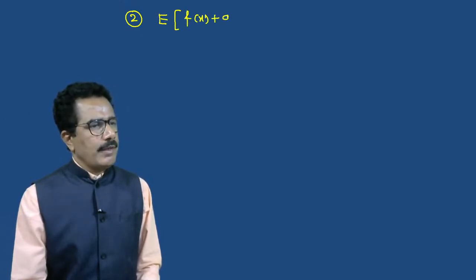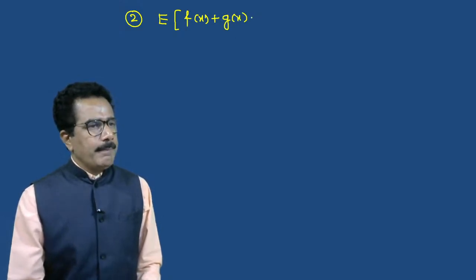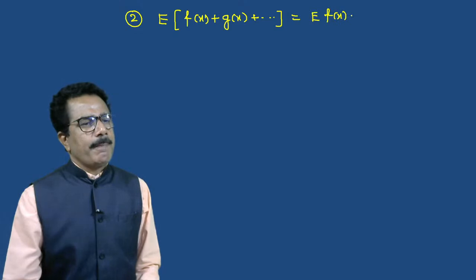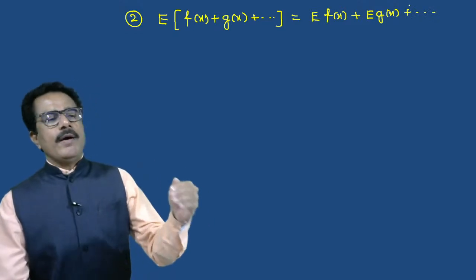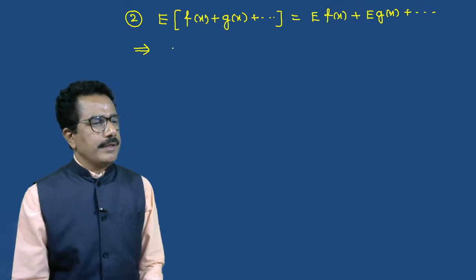E of f of x plus g of x plus dot dot dot, which can be written as E of f of x plus E of g of x plus dot dot dot, means the distributive law for the E of f of x.